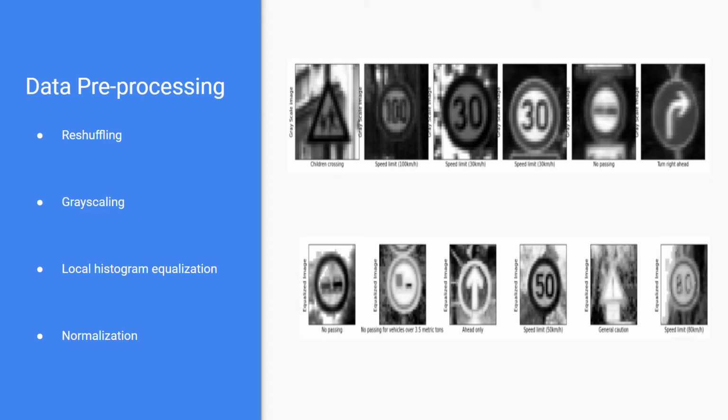Local histogram equalization is basically used because in this case the images are real time and are subjected to change in light and varying illumination. So to overcome the problem of low contrast in the images, local histogram equalization is used.